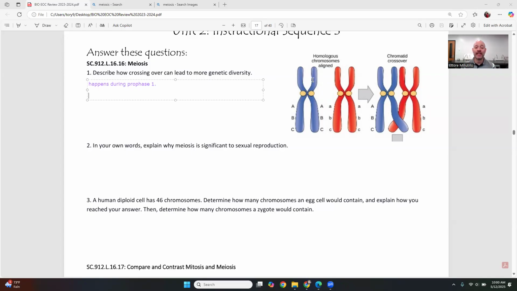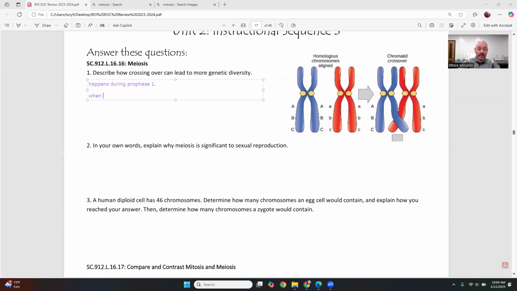Common thing to come up, so keep that in mind. Prophase one for crossing over. That's the only time the homologous chromosomes will be next to each other for them to be able to trade legs. Now that we've said that, let's actually say it directly.